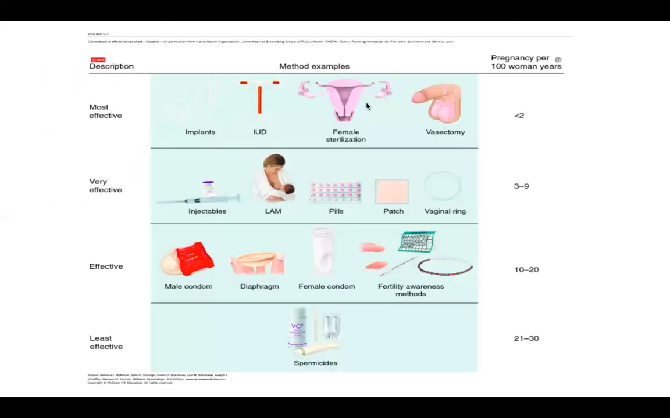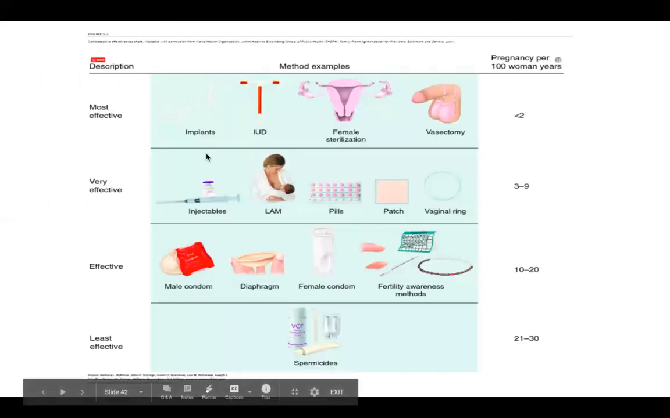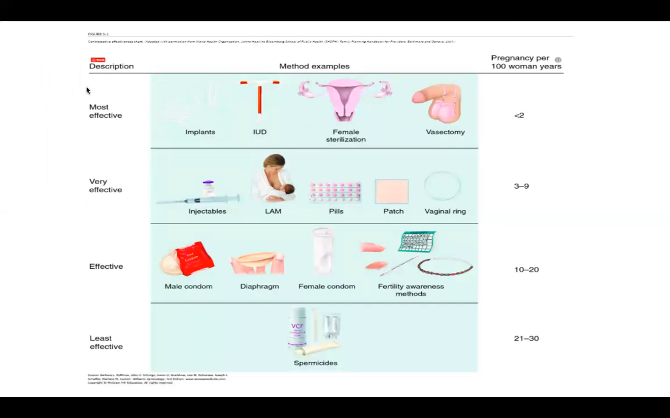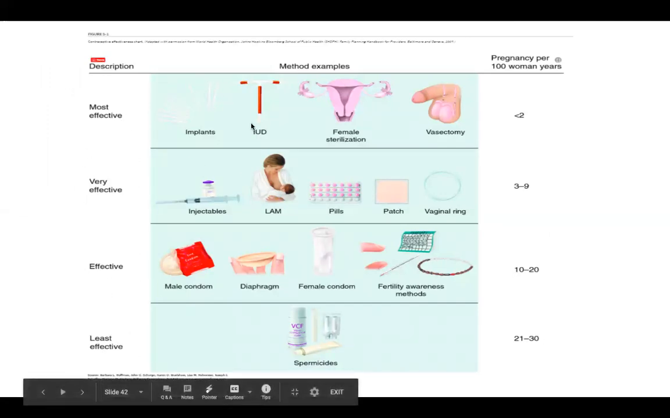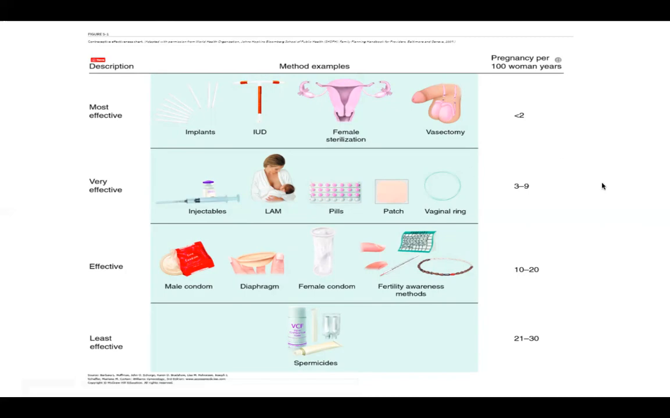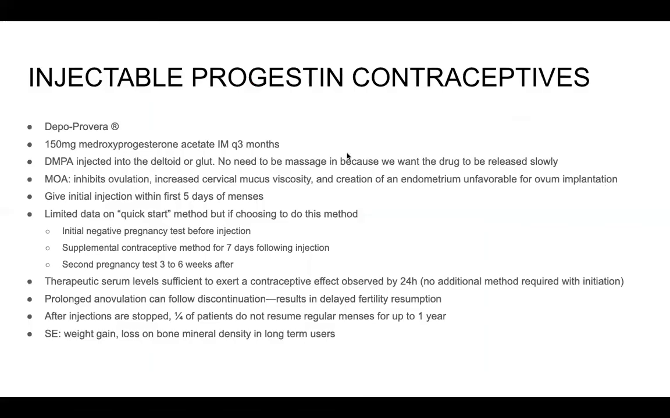So then we're almost done. Just other forms of hormonal contraception. Here's a chart that we use frequently in our clinic for most effective, very effective, effective, and least effective. So the ones that we're going to talk about are the IUD and the injectable here, just because they are effective and we have a significant number of patients that use these.